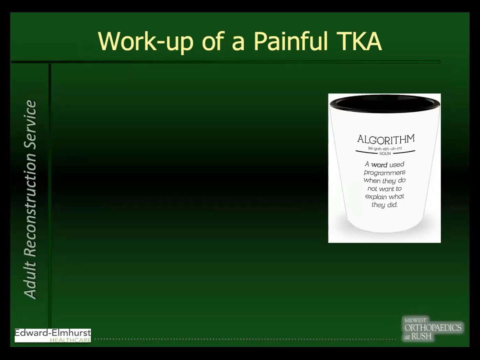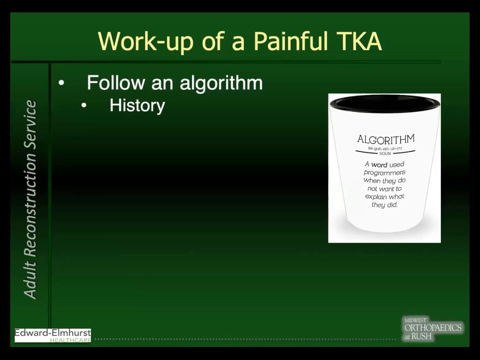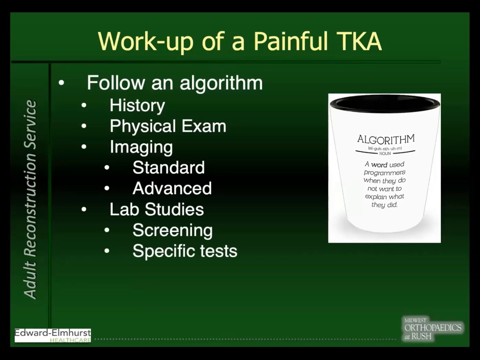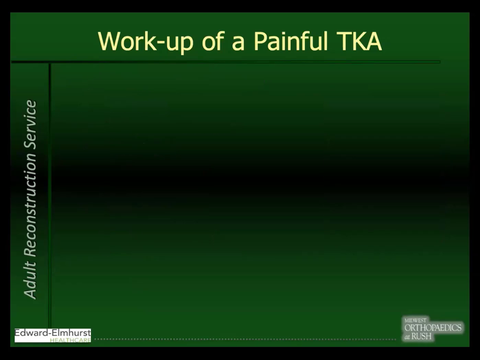So I think this is underestimated, and I make sure that I get the preoperative x-rays to keep an eye on that. So when we're working up a painful total knee replacement, you want to make sure you follow an algorithm. I typically go with history, then I'll do a physical, then I do my imaging, usually standard first, maybe advanced, depending upon what I find. And then typical lab studies, there's screening studies and more specific tests, which we'll get into. That's more of the task they asked me to look at today, to talk about the lab studies, but we will cover each of these points relatively quickly.